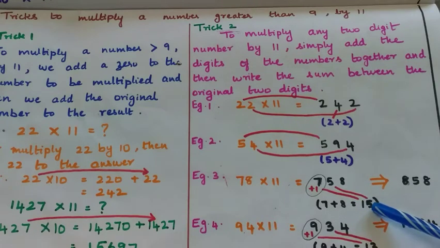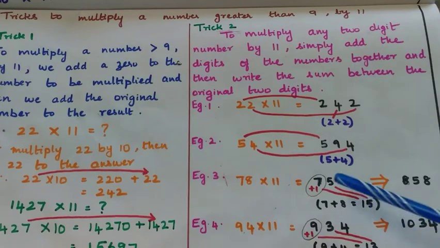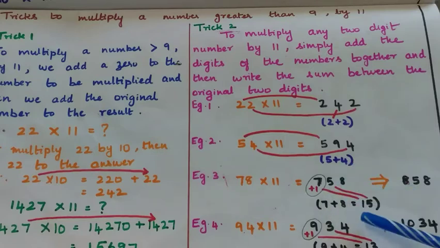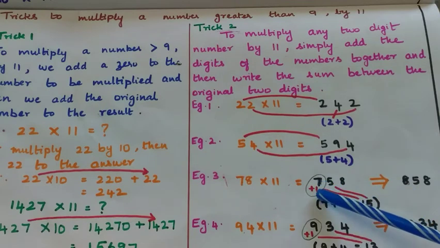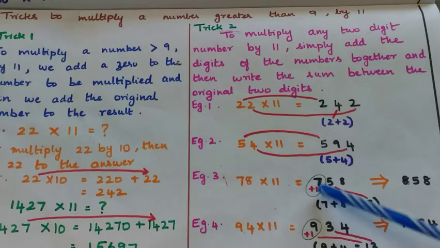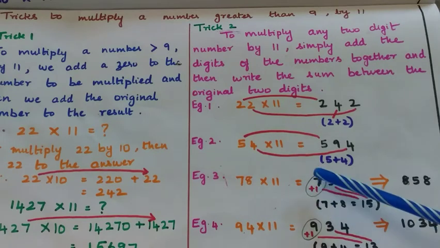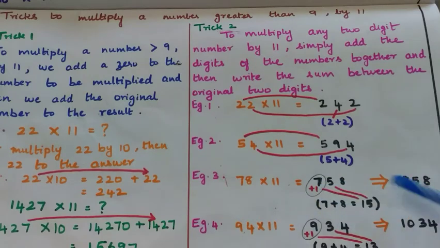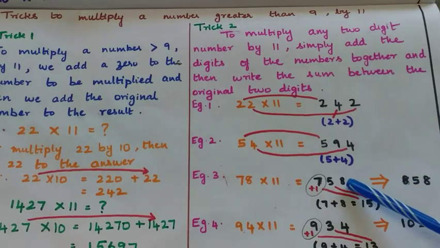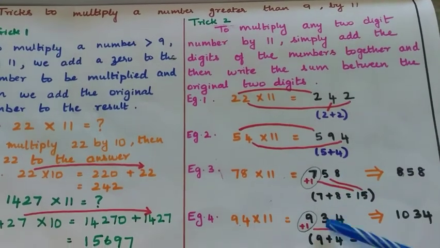So you should not write 15 as such in the space. You should write the ones digit 5 here and carry over the tens digit to the first number, which is 7, and add that with the 7. So 7 plus 1 is 8. So the result is 858. To make this concept even more clear, let's discuss another example as well.